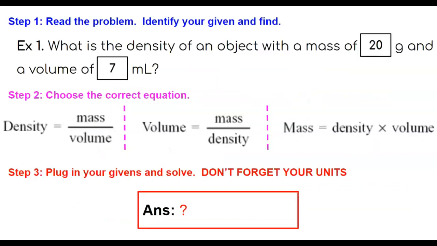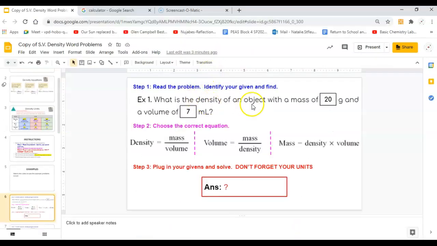So let's look at our example problem. In this problem, it says, what is the density of an object with a mass of 20 grams and a volume of 7 milliliters? So I'm looking for density. It says, what is the density? That means I'll be using this first equation because I'm asked to solve for density. That's my first step done. I have identified what I'm asked to find. I've read the problem. I also need to look at what my givens are as well for the first step.